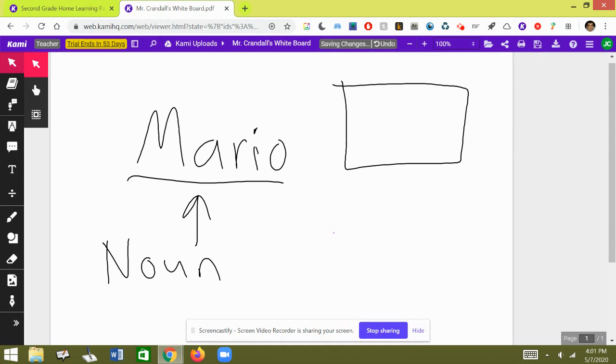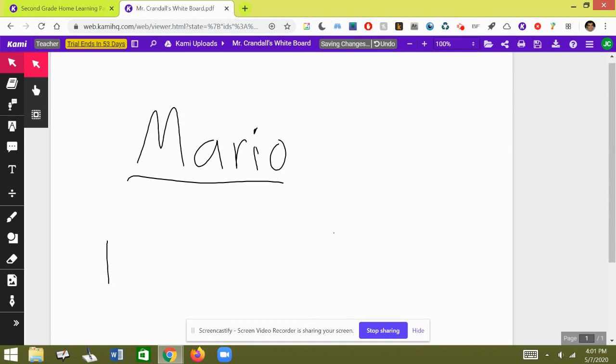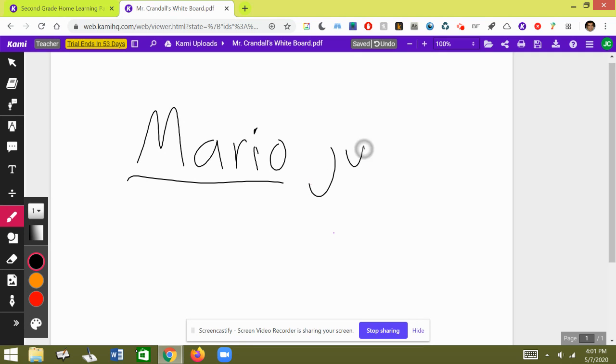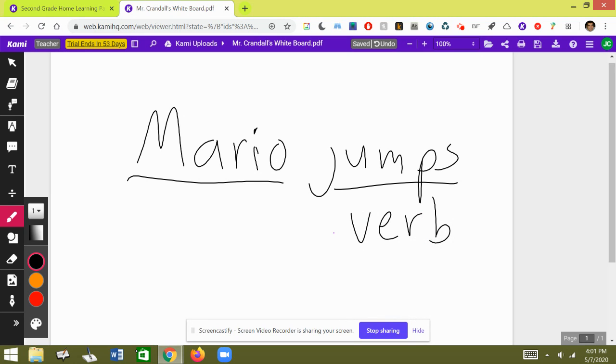Let's try another one. So one way that we could make that a sentence is we add a verb. So let's try Mario jumps. Jumps is a verb. Mario is a noun.